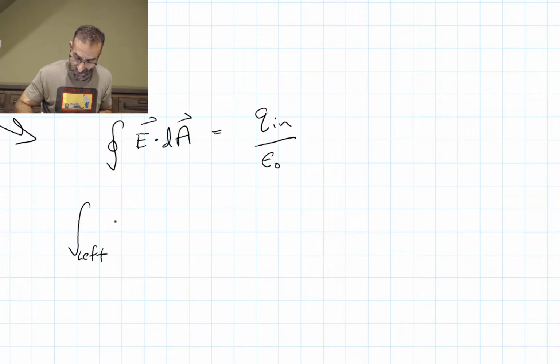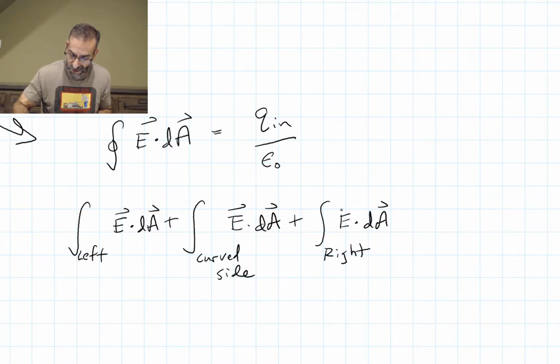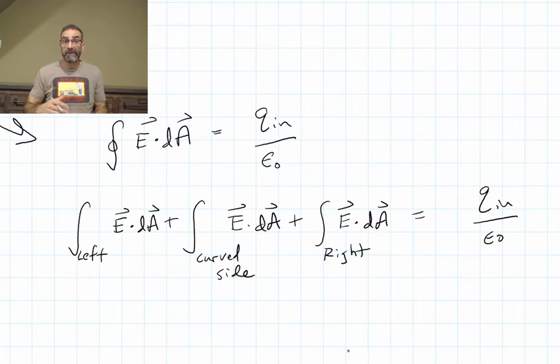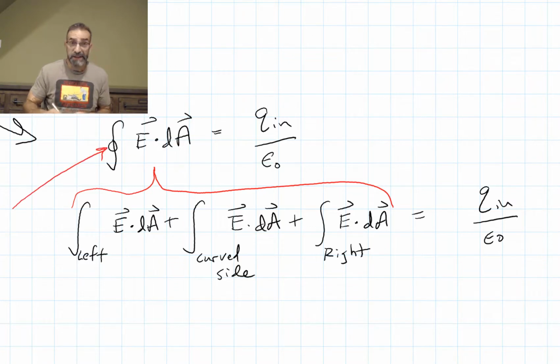The integral over the left surface of E dot dA plus the integral over the curved side of E dot dA plus the integral over the right side of our cylinder. I think that covers everything. Is Q inside of our cylinder over epsilon naught. Right, all of this is what makes up that integral. When you see that circle there, it means over all sides of the enclosed shape.